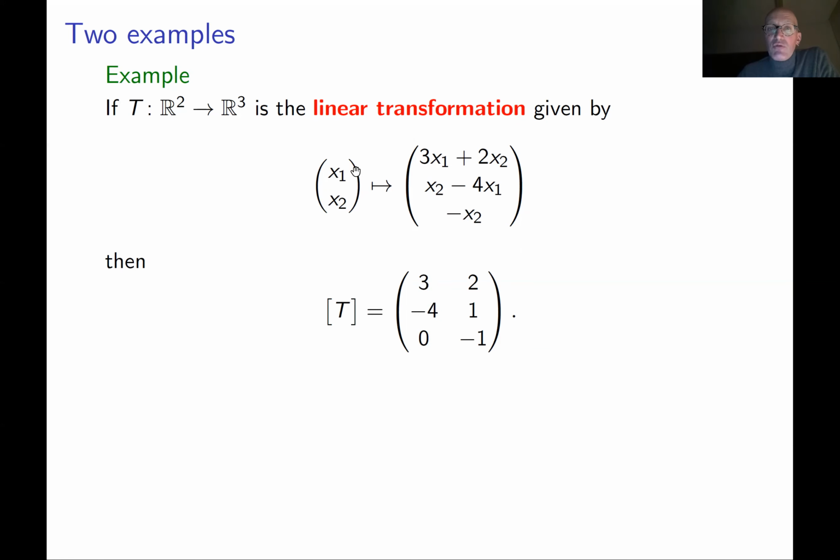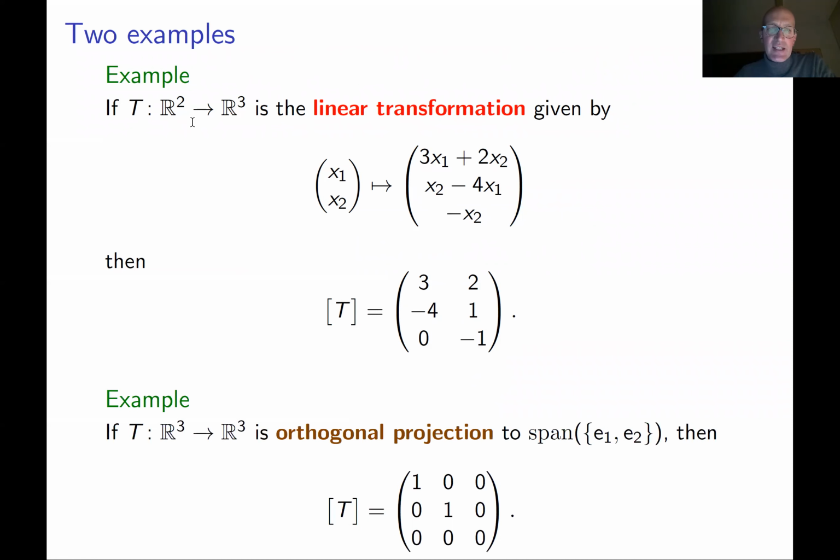Next, you take vector e2, (0, 1), where is it mapped by T? You substitute in this formula x1 to be 0, x2 to be 1. You get the vector (2, 1, -1). So you put these two vectors in the columns of your matrix, first and second column, and you get this matrix. This is the standard matrix of this linear transformation. This is quite straightforward. Consider another example, take the orthogonal projection to the linear span of the first two standard vectors.